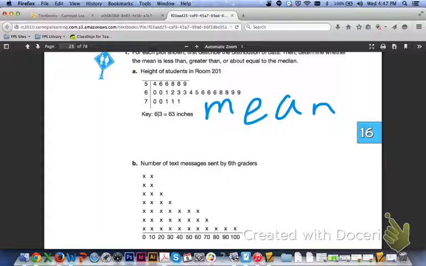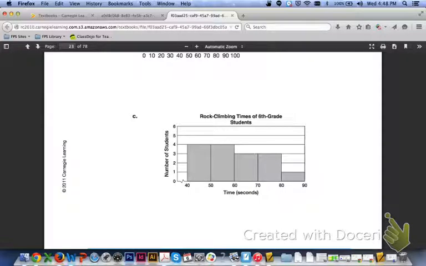For B, since it was skewed to the right, you would want to use the median because the mean would be affected by the outliers. The same goes for letter C.